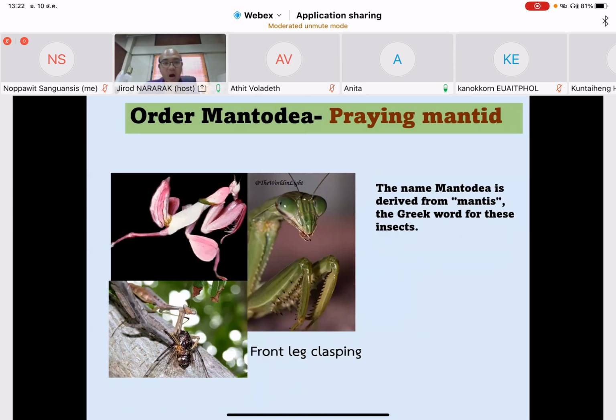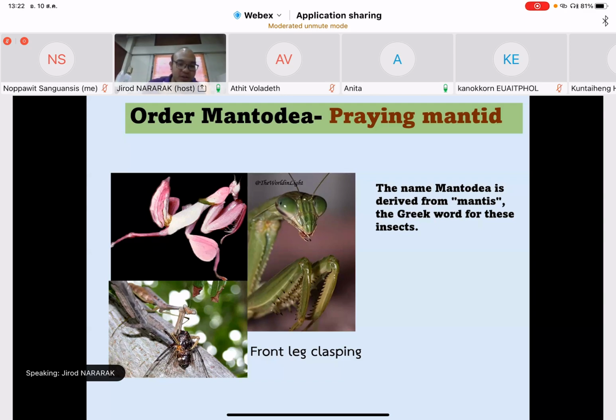The next one is the order Mantodea, the praying mantis. This one also used to be in the order Orthoptera, but now they are separated into the order Mantodea. Mantodea comes from the Greek word mantis. The spot you can use to identify this order is the front legs, which are grasping legs because they are predators. They use the grasping legs to catch the prey.